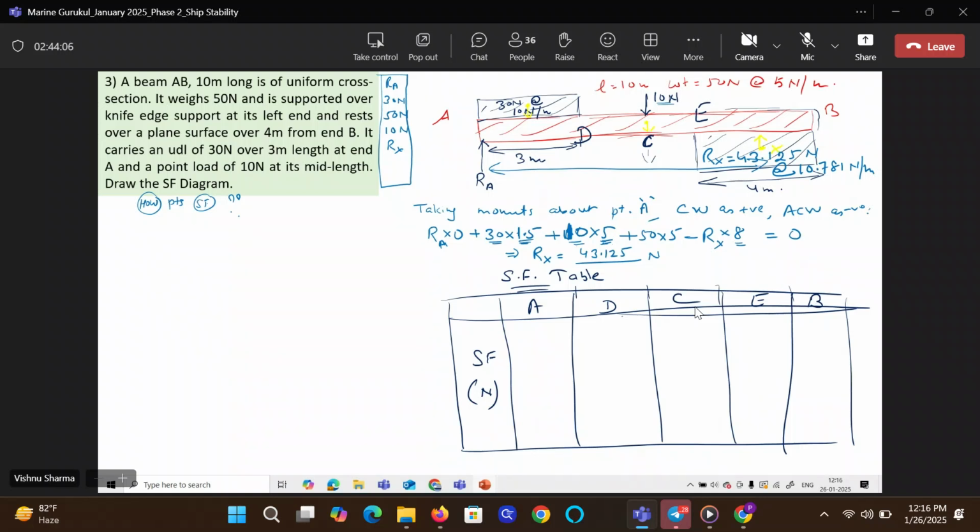Guys, is there a need to divide any of the cells? Yes, sir. Which ones? Where a point force is acting. Give me the points. A and C, sir. A and C only. Which point force is at D, beta?